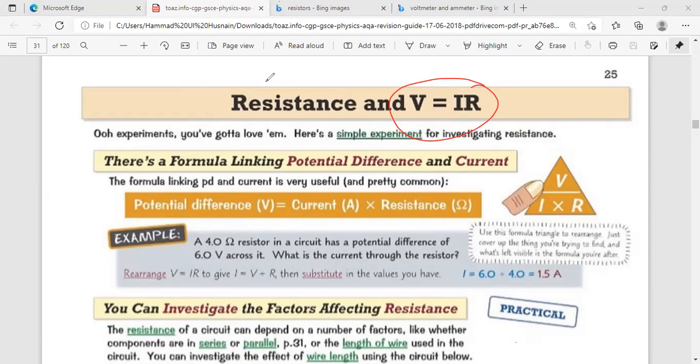Okay. Basically, we have discussed three important things in an electric circuit. The one is current, the other thing is resistance, and the third one is voltage or potential difference, right? Voltage and potential difference are the same things, right? So we have three things.